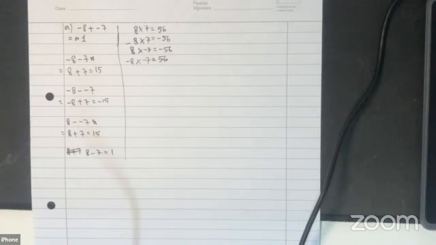Now, let me ask you, is 8 minus 7 1? Yes. Then therefore, this answer is correct. 8 plus minus 7 is 1. Okay, now let's look at the other two. Negative 8 minus 7 becomes negative 1. Would you like to stick or do you like to change?